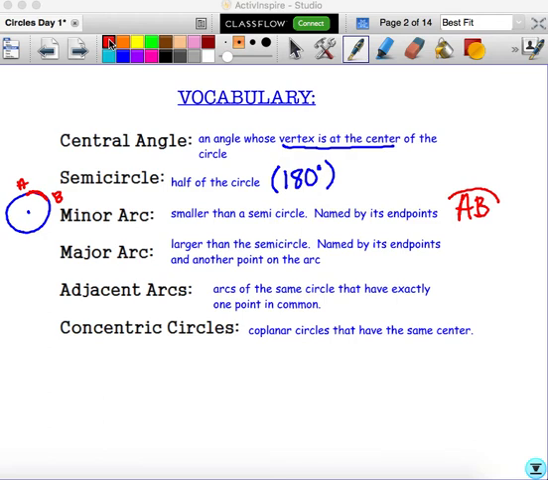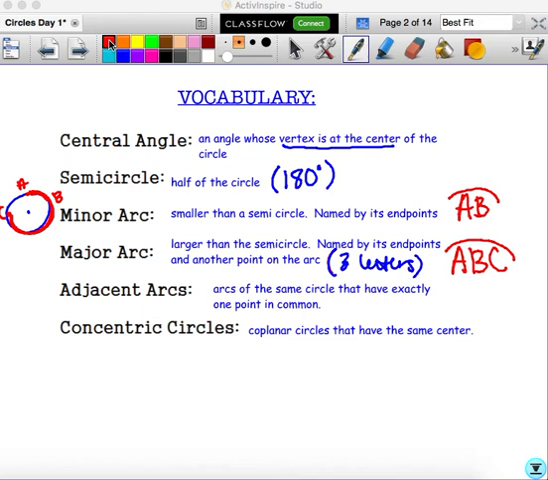A major arc is larger than a semicircle, and it's named by the endpoints and one other point on the arc. So in other words, we're going to need 3 letters to name this one. So if we look at that same circle, and let's put point C here, if we're talking about from A all the way to C, our endpoints are A and C. But instead, if we just put AC, we take that shortest path. We take the minor arc that's shown there in blue. So if we want to follow the red arc, we've got to say go from A to C, but go through B first.